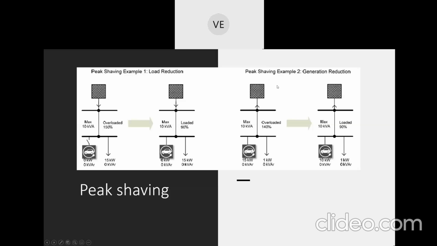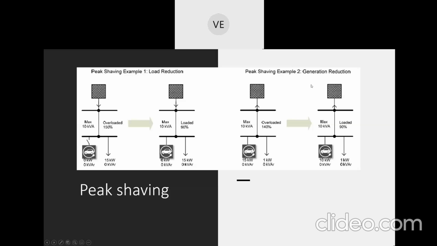Now, another example you can see. So this is load reduction. Why is it called load reduction? When looking from the grid side, what is the effective load on this side? In the first case, it is 15 kilowatts. Now in the second case, what is the effective load? 15 minus 6, which is 9 kilowatts. So this is load reduction.